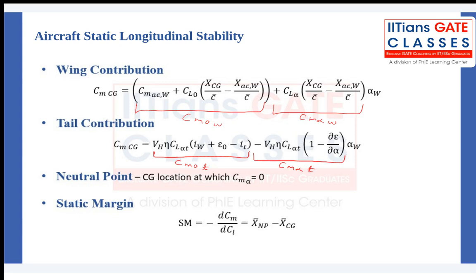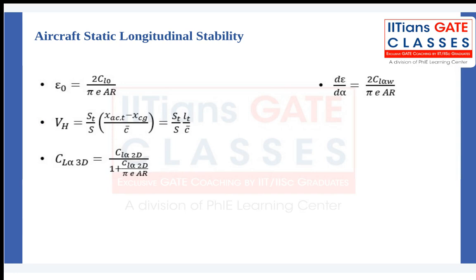Then we had seen static margin. What is static margin? It is a way to measure the stability of the aircraft. It's the distance between the neutral point and CG. Greater the static margin, greater is the stability. All right. Just some more equations. They're just expansions of the terms that were there in the previous equation.